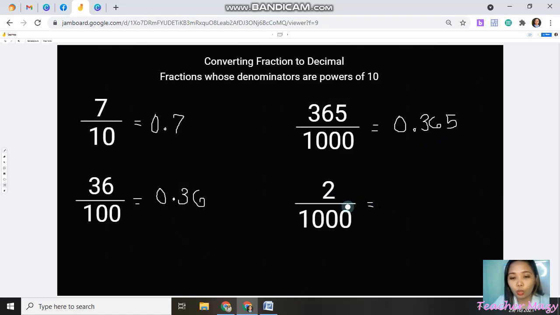Next, how about this one? We have 2 over 1,000. So, that means, kailangan yung decimal natin, yung numerator ay nasa thousands place. So, thousands place, we have tens, hundreds, and then thousands. So, as you can see, we add 2 zeros kasi 2 lang yung numerator natin, but kailangan nasa thousands place siya. So, 2 thousandths. Okay, so that's how you convert fractions whose denominators are powers of 10.